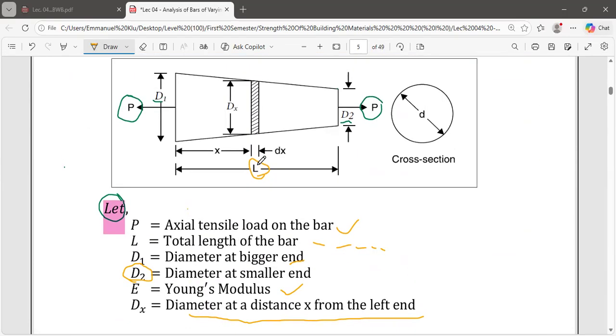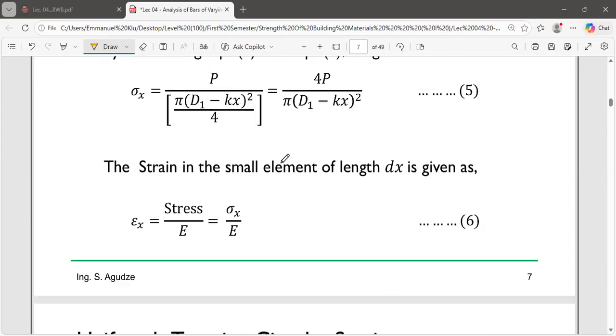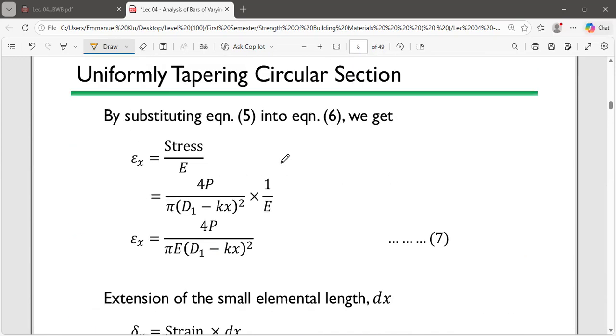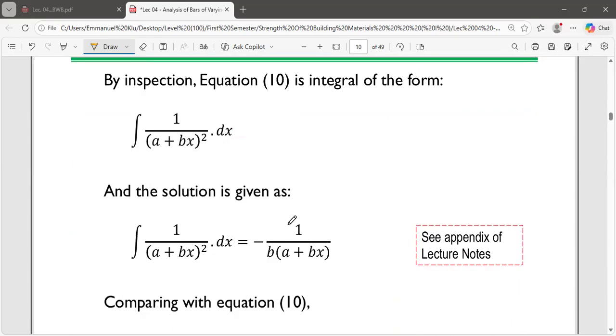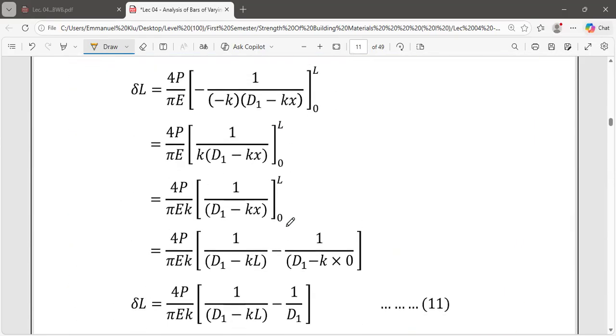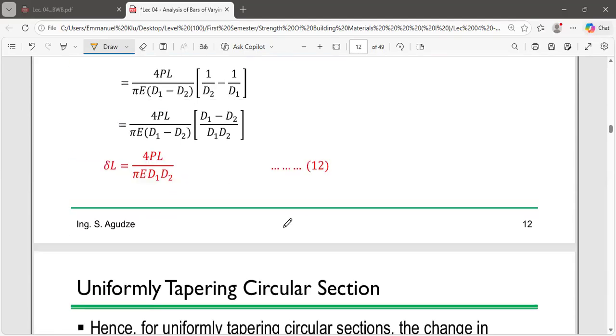So take note, if we want to know the formula that we can use to calculate the total extension, that is the total change in length that can occur in such a bar, we can use this formula over here. You can see these are all calculations to derive the formula I'm about to show you now. Okay, this is the formula I'm talking about. That is equation 12. Take equation 12 very, very seriously.